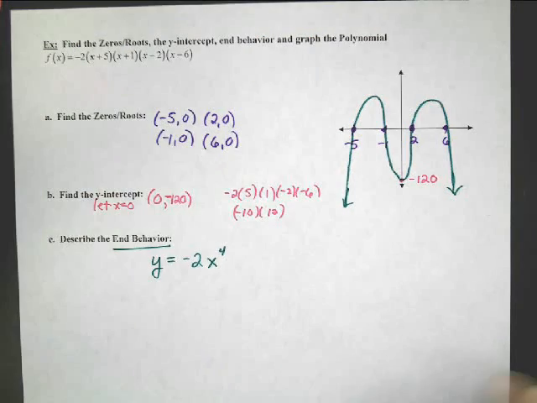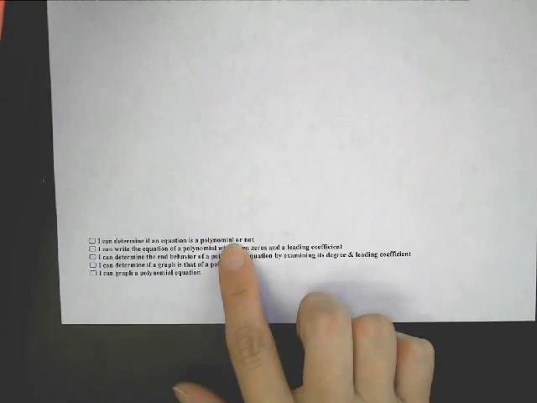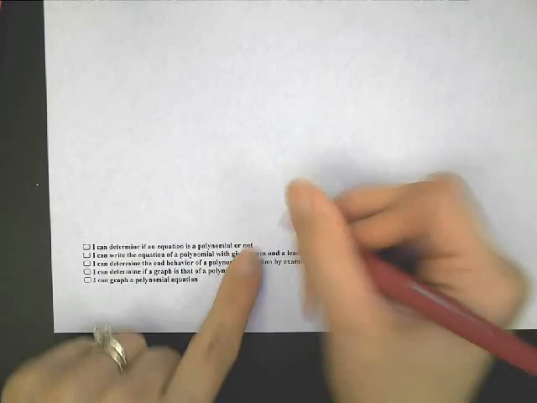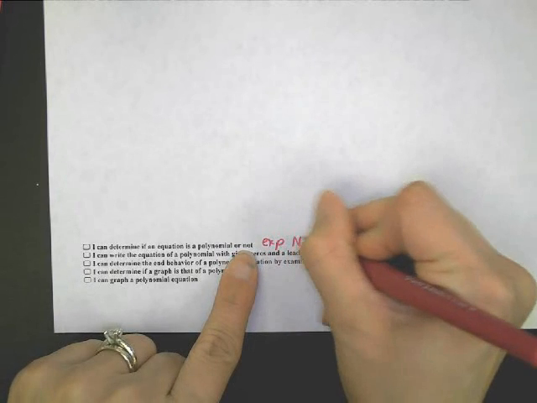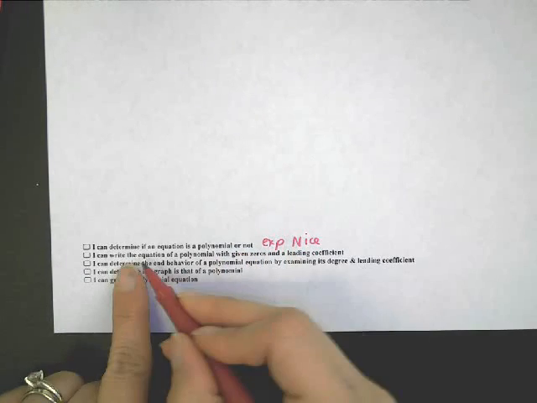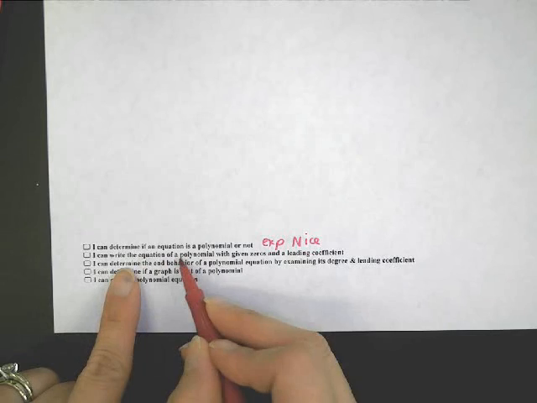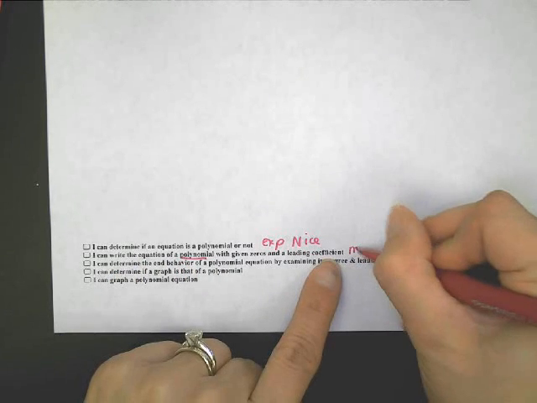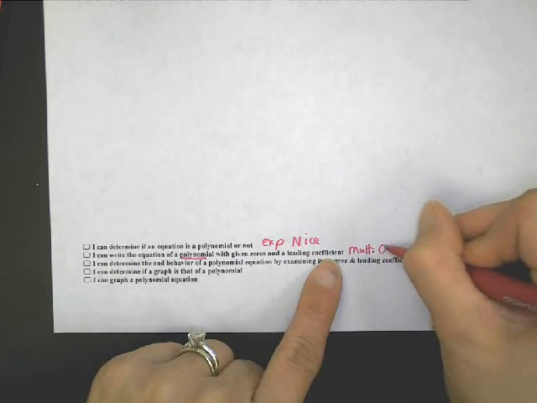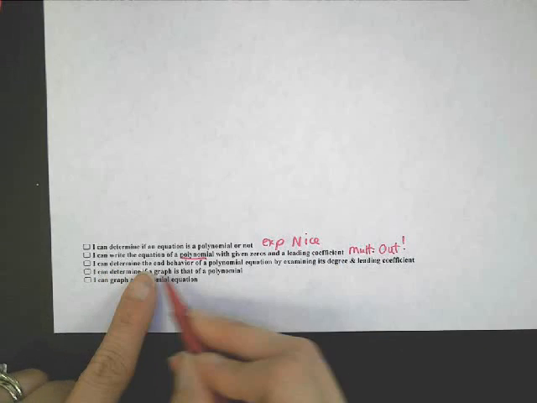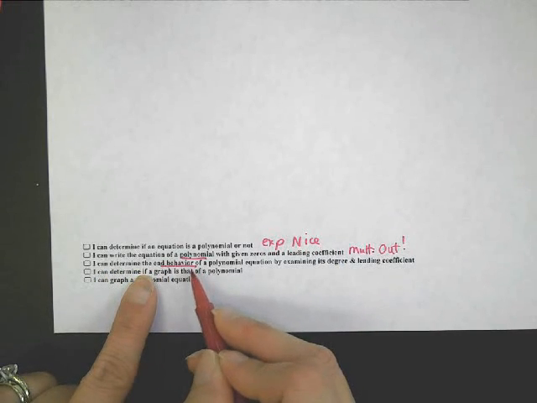Okay, these are going to be kind of fun. I can determine if an equation is a polynomial or not. The exponents have to be nice. I can write an equation, okay, of a polynomial. Okay, make sure that you multiply it out. Multiply it out. I can determine the end behavior.